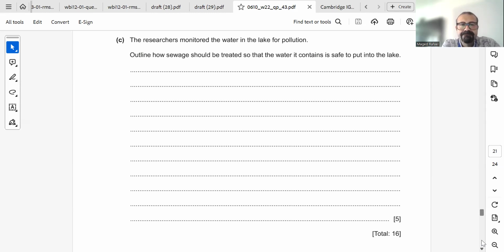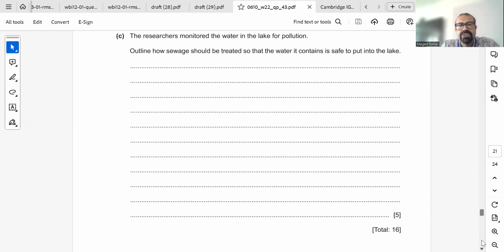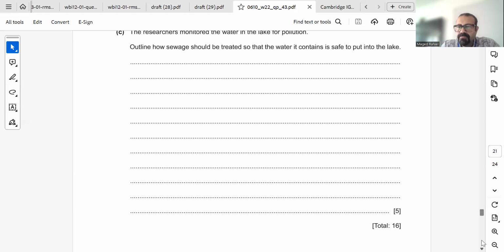Question C. The researchers monitored the water in the lake for pollution. Outline how the sewage... No, never mind, students, this one is not on us.